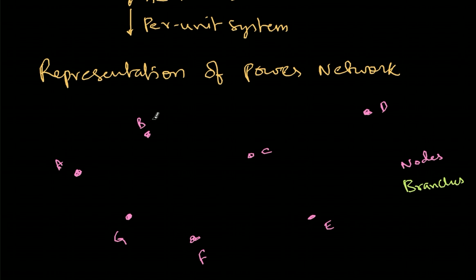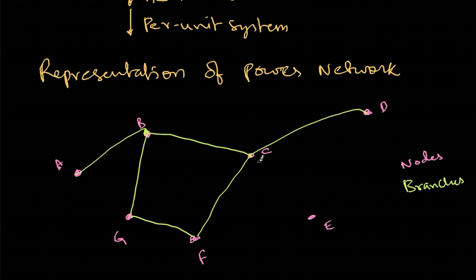Consider A, B, C, D are all cities, and the cities are connected by a transmission network, which is a network of transmission lines. Just like a network of roads connecting different cities, we have a network of transmission lines connecting different cities. Each transmission line will have some electrical parameters: it will have resistance, reactance, shunt capacitance, and so on. These parameters will form the network.